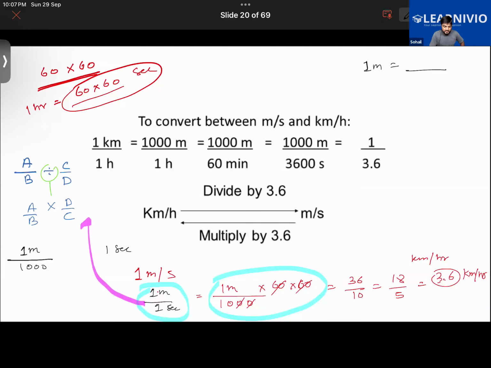1 meter equals 100 centimeter, no? Yes, right. Sir, how did we calculate it? Basically, we multiplied by 100. 1 into 100 equals 100 centimeter.